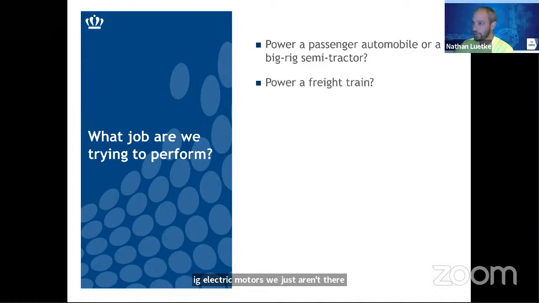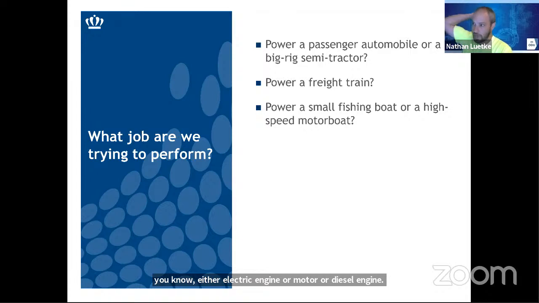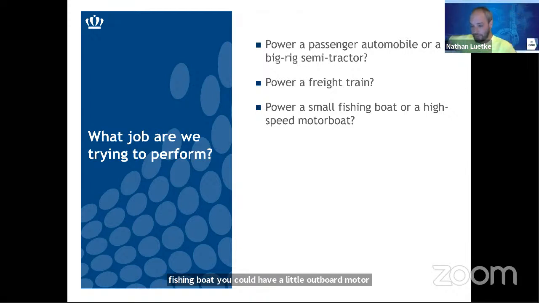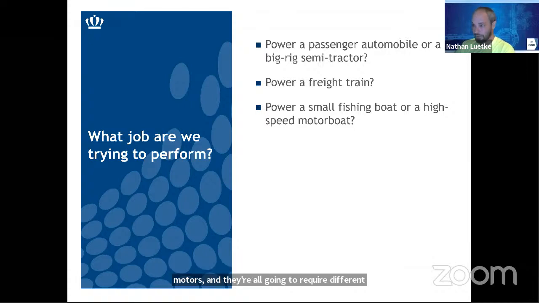You try to power a freight train. Well, you're going to need either an electric engine or a motor or a giant diesel engine. Small fishing boat or high-speed motorboat, right? What kind of motor are you going to use for that? A small fishing boat, you can have a little outboard motor that maybe is battery powered. A giant high-speed motorboat, you might need 2 or 3 big 400-pound outboard motors or 400 horsepower outboard motors, and they're all going to require different fuels and different designs.